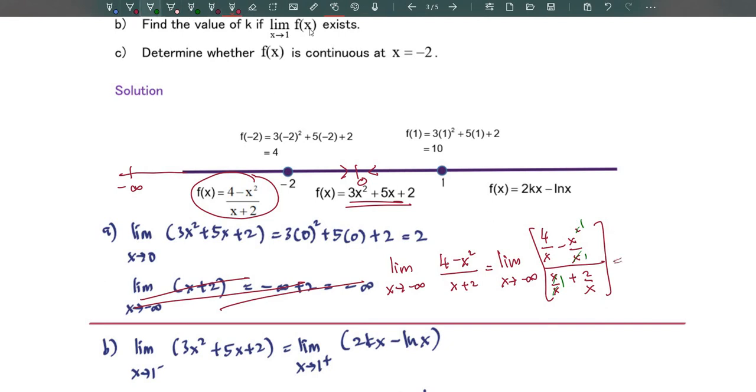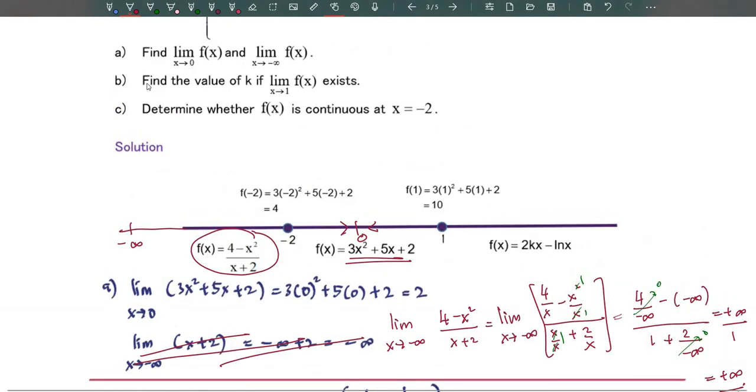So next, just substitute the value. We have 4 over negative infinity minus negative infinity over 1 plus 2 over negative infinity. And these two are going to be 0 because anything divided by infinity is 0. And the final answer would be negative times negative, which is positive infinity. Positive infinity divided by 1 is positive infinity. Sorry for my mistake here, please pardon me.